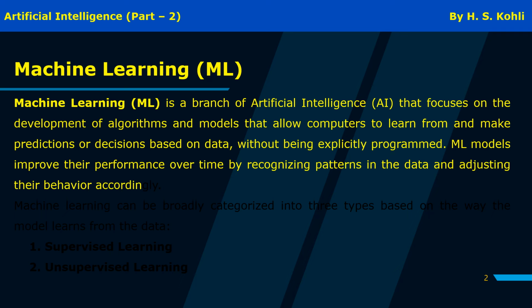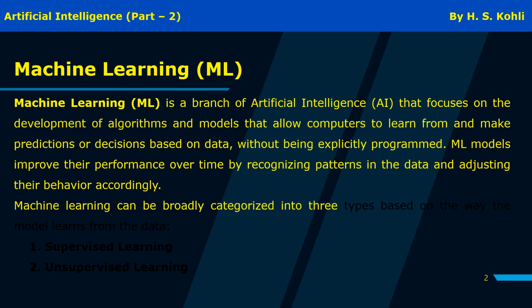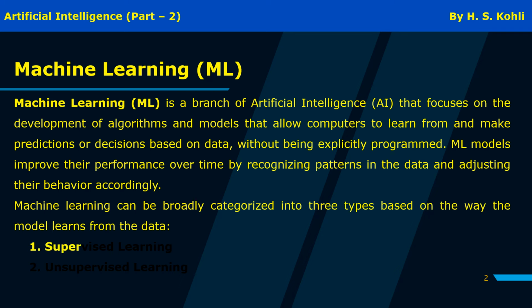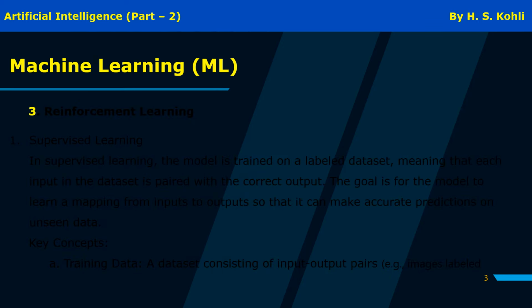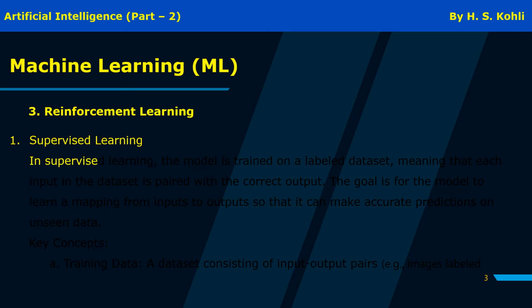Machine learning can be broadly categorized into three types based on the way the model learns from the data. 1. Supervised learning. 2. Unsupervised learning. 3. Reinforcement learning.